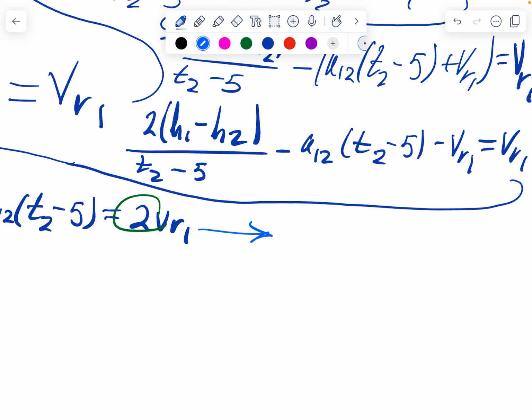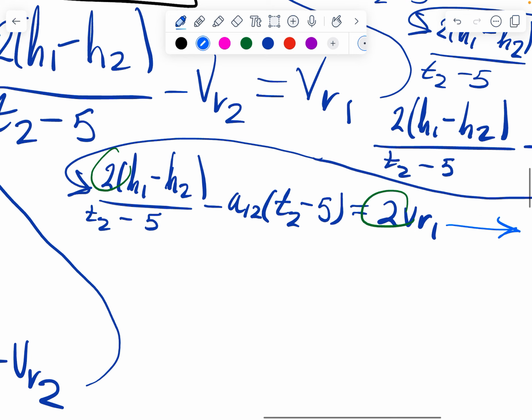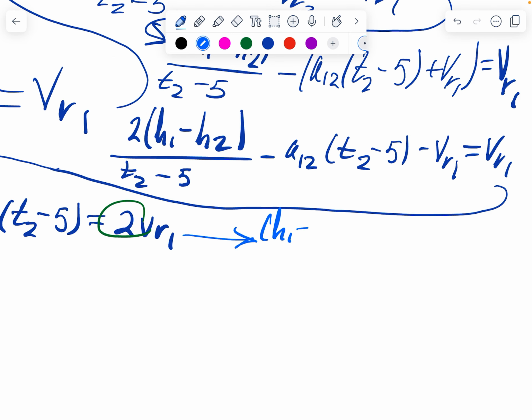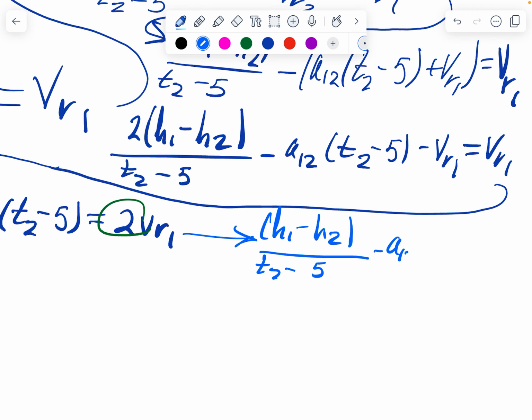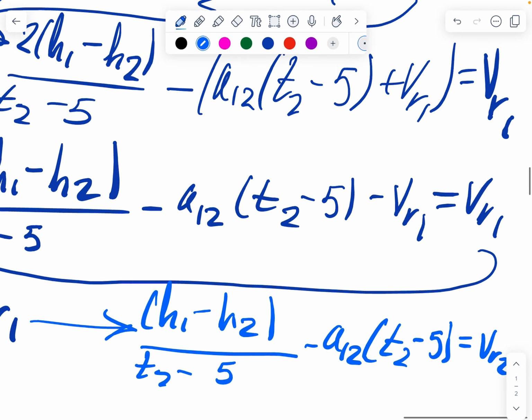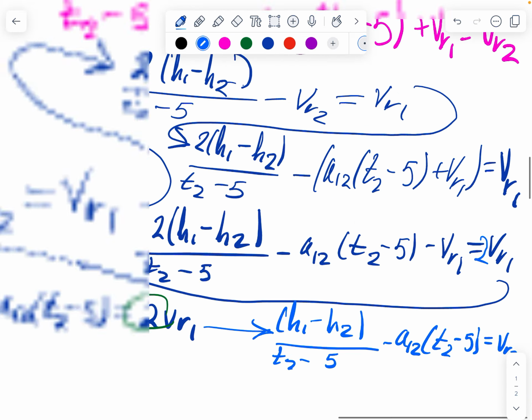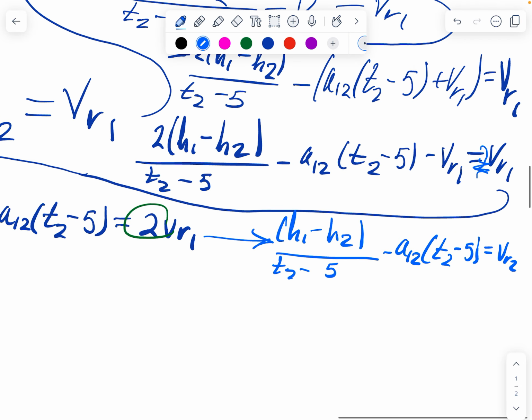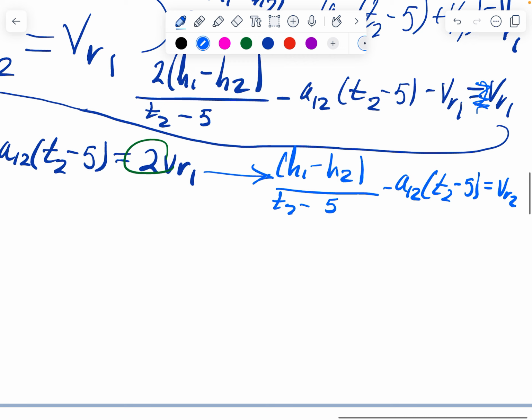Pretty cool. I'm going to switch colors as we're getting close. Divide by 2. So we got H1 minus H2 over T2 minus 5 minus A12 T2 minus 5 equals VR1. Okay. I don't know why I wrote that. I thought I did something wrong.